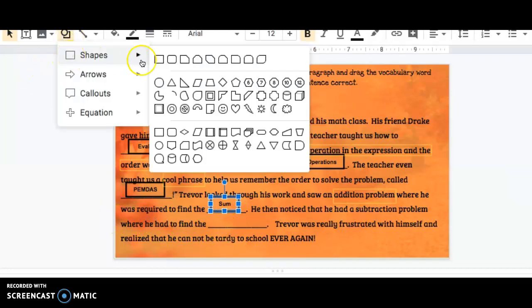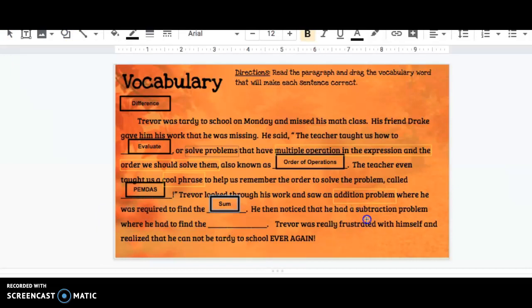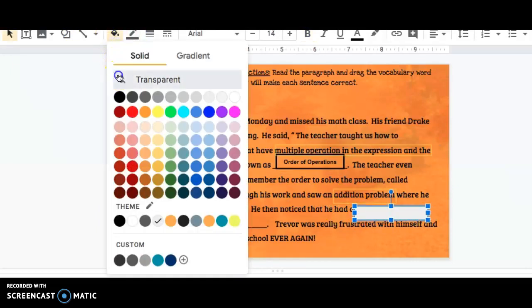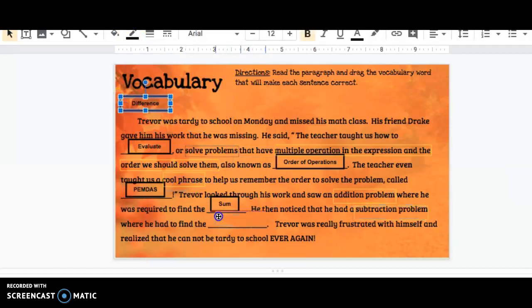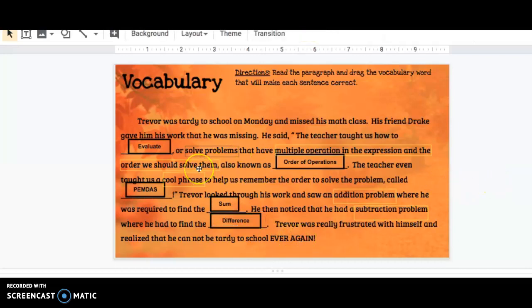He then noticed that he had a subtraction problem where he had to find the blank. Well, we know to find the answer for a subtraction problem is difference. So we would put difference in that box. Okay? Then it says Trevor was really frustrated with himself and realized that he cannot be tardy to school ever again. So let's read this and make sure it makes sense before we move on to our lesson.